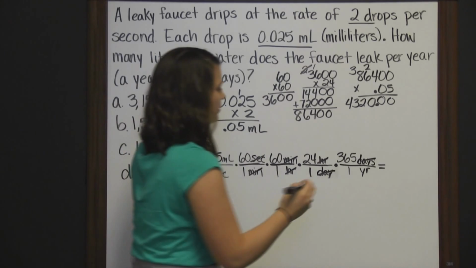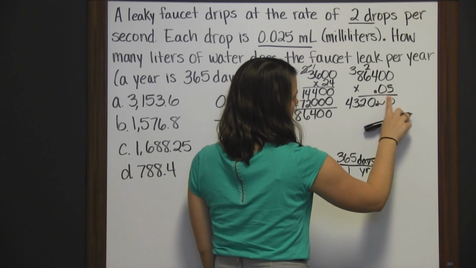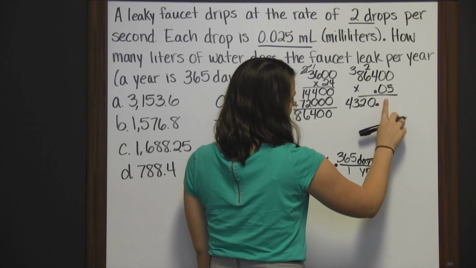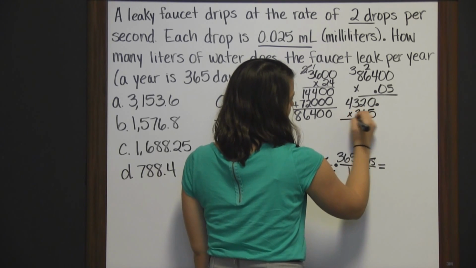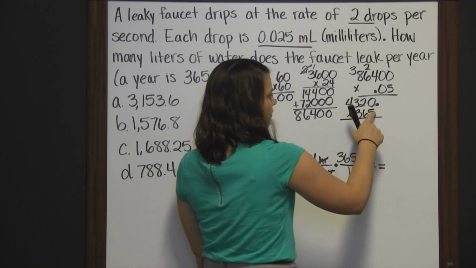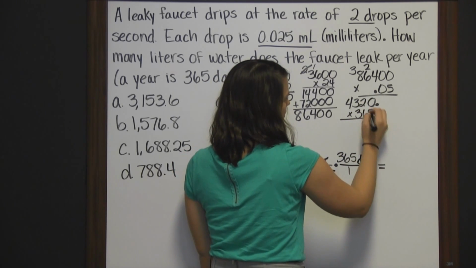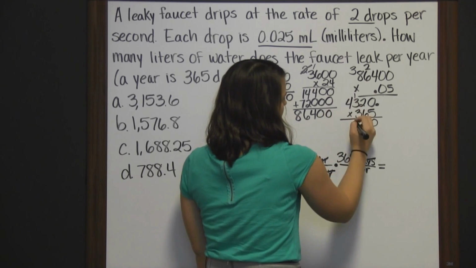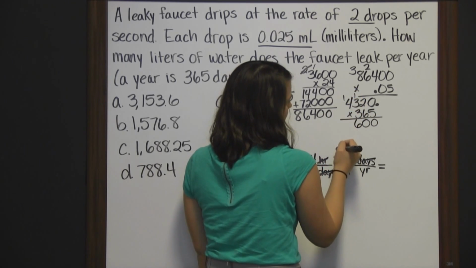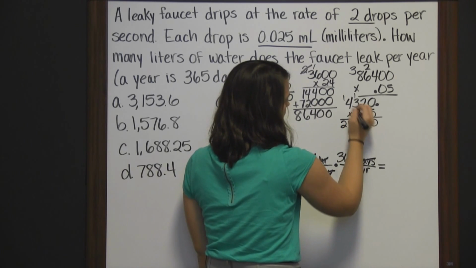So let's see. Just going to try and squeeze it in right here. I can get rid of these zeros back here. They don't affect my number. So I'm just going to multiply times 365. 5 times 0 is 0. 5 times 2 is 10. Carry the 1. 5 times 3 is 15, plus 1 is 16. Carry the 1. 5 times 4 is 20, plus 1 is 21.